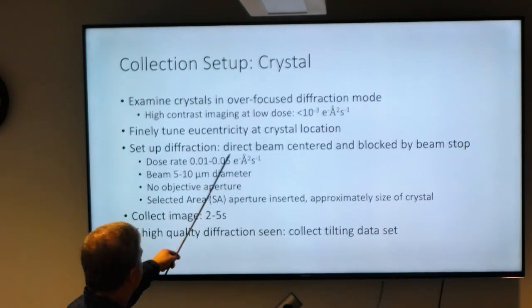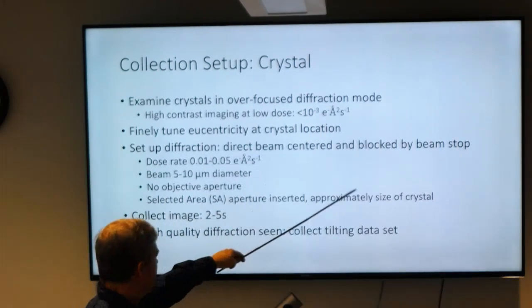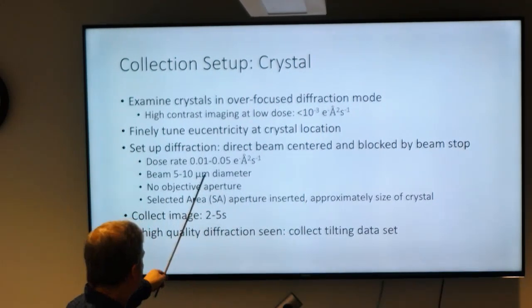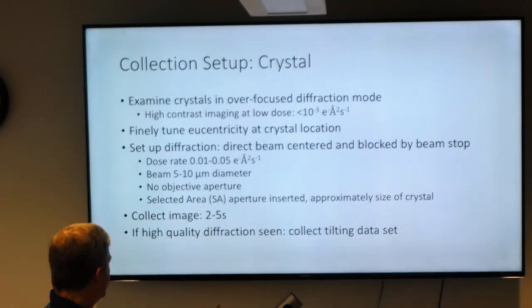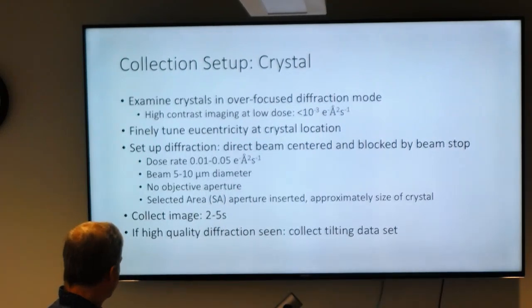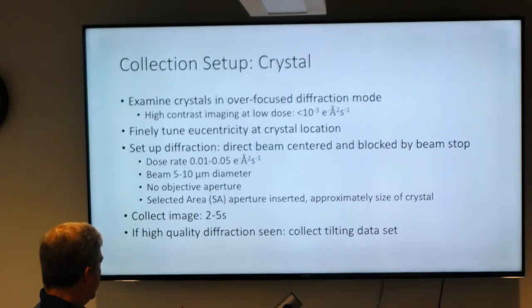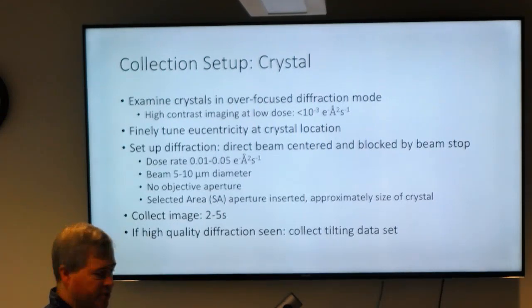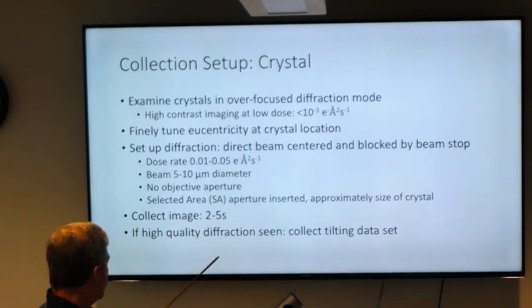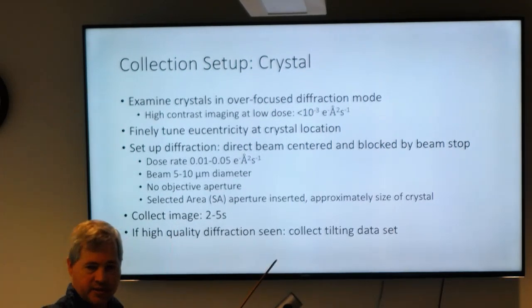Make it eucentric, set up your diffraction beam and put in the beam stop. Set the dose rate to be quite low, say 0.01 to 0.05 electrons per square angstrom per second. Use a beam of 5 to 10 microns in diameter and no objective aperture, and then insert a selected area aperture, which is about the size of the crystal that you're going to be imaging. And then collect an image. If you see high quality diffraction, collect the tilting data set.